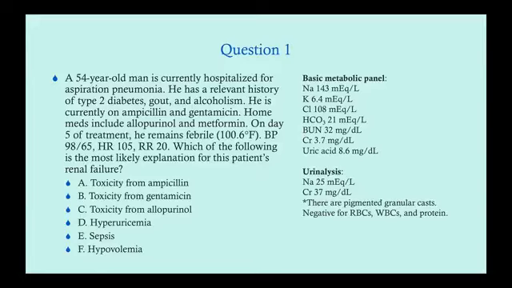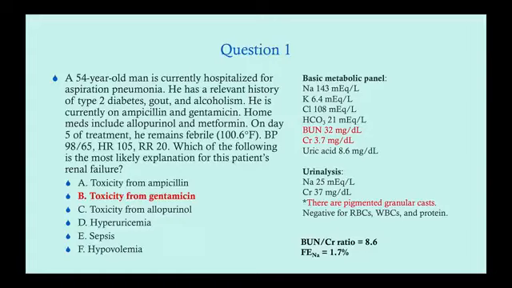All right, so the answer here is B, toxicity from gentamicin. So what is gentamicin? Gentamicin is an aminoglycoside. Aminoglycosides are poison for your kidneys. Now, for most people, they get on just fine, but some people are sensitive to it, and this guy, unfortunately, has renal failure from the gentamicin.